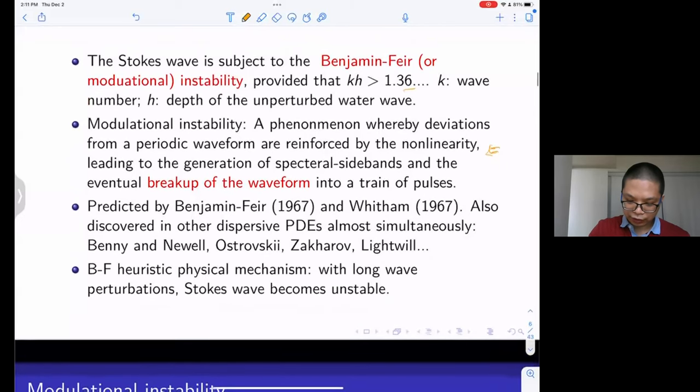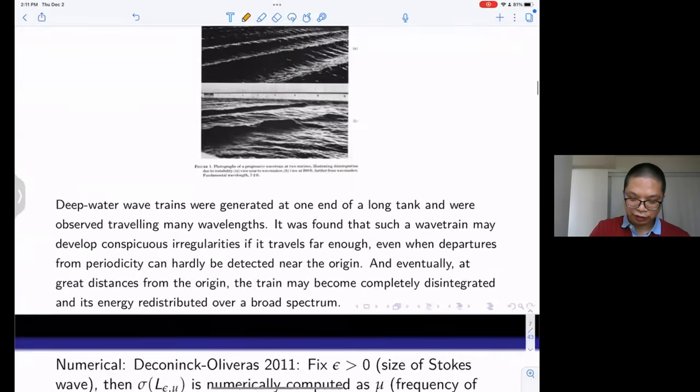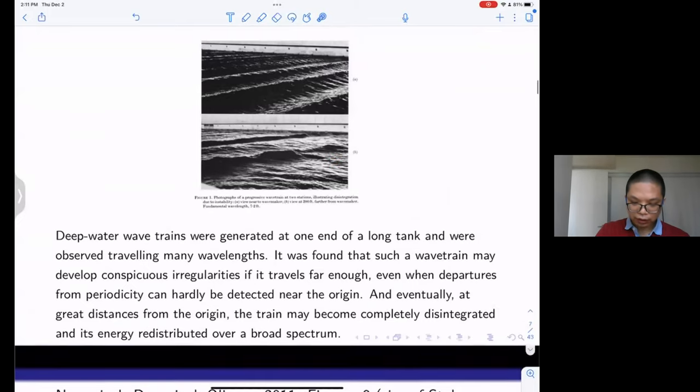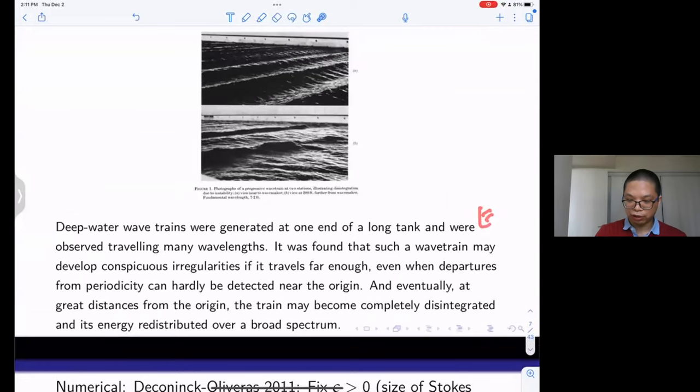All right, so here I also steal something from Benjamin's paper. We have some periodic shape, then later on it is completely destroyed here. So this is the description I got from Benjamin's paper. He just says that the periodic wavefront is completely destroyed, and the spectrum becomes quite different.